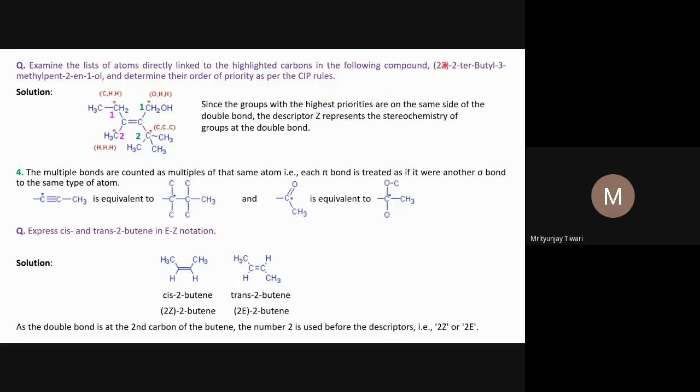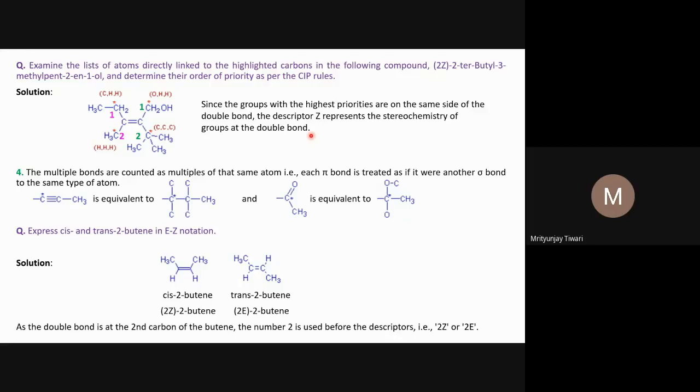So we represent 2Z in parenthesis, then hyphen. Then this group will behave as a substituent of the branch, and this will also behave as a branch. So this is tertiary butyl and this is methyl. Butyl comes first in the IUPAC nomenclature, so this will be written first. So 2-tertiary butyl, then 3-methyl, pent-2-en-1-ol, is the IUPAC name of this compound.